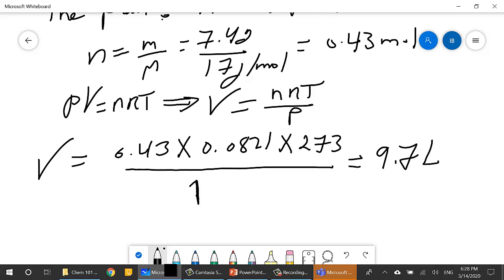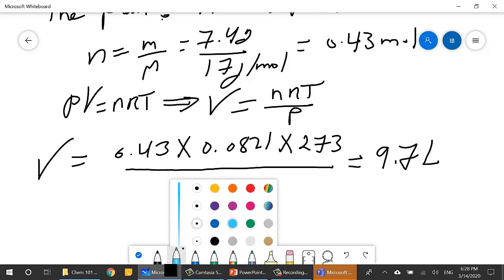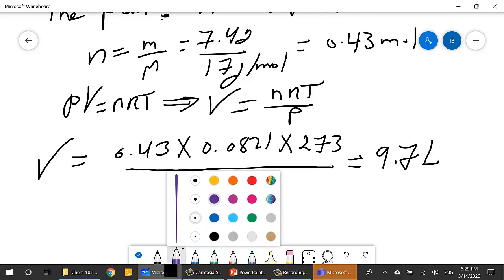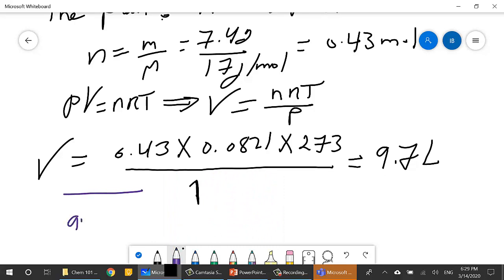liter. This question has another solution. There is another solution for this question. Please look at the book and see how he's doing it. There's actually an easy one. You can say at STP you have 22.4 liters, so you can do a proportion and resolve the question.